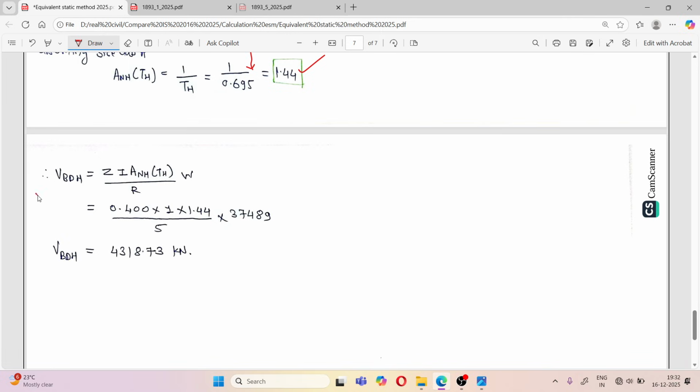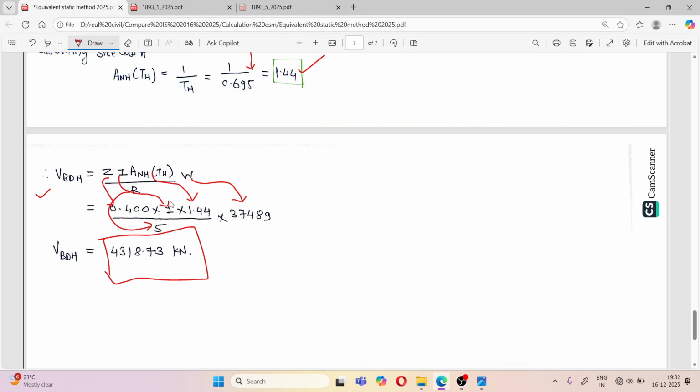Now it's done. V_BDH, design base shear in horizontal direction. Z is 0.4, importance factor is 1, A_NH(T_H) is 1.44, response reduction factor is 5 and W is given. If you solve this, you will get the base shear 4318.73 kilonewton. So this is how you can calculate V_BDH in x direction.